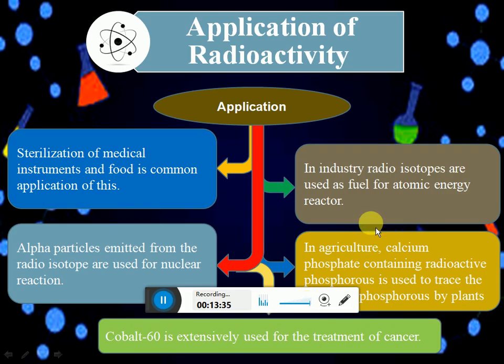In agriculture, calcium phosphate containing radioactive phosphorus is used to trace the amount of phosphorus taken up by plants. Cobalt 60 is extensively used in the treatment of cancer. So these were some of the examples of radioactivity.